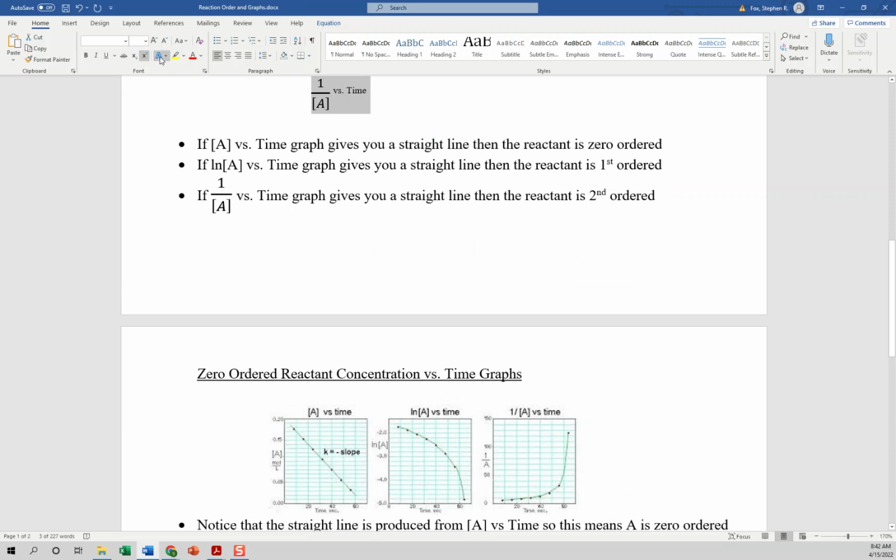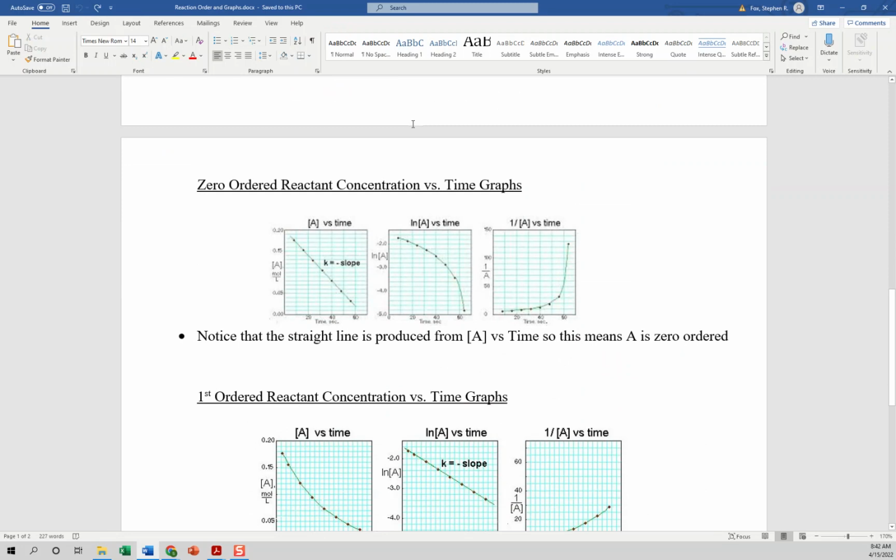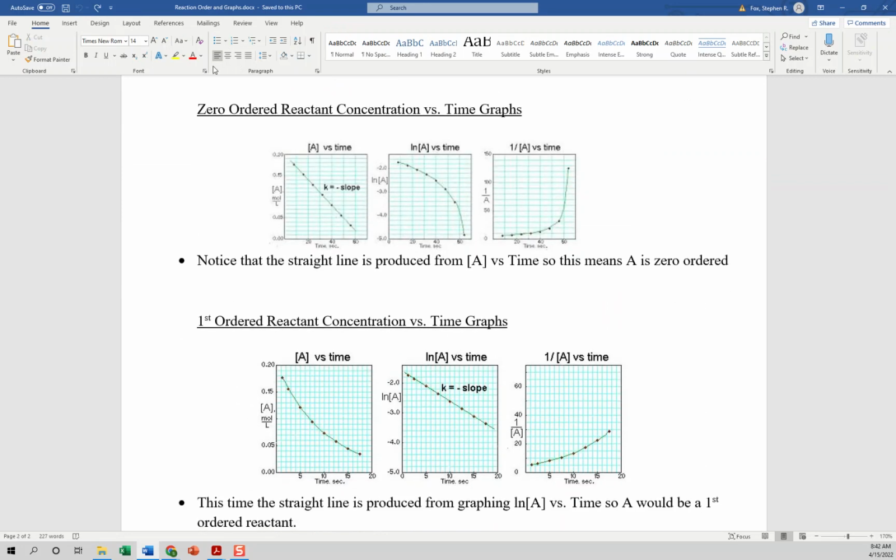Whoops, that's not what I wanted to do. I wanted to zoom in. Can I zoom in? All right, there, okay, sorry.